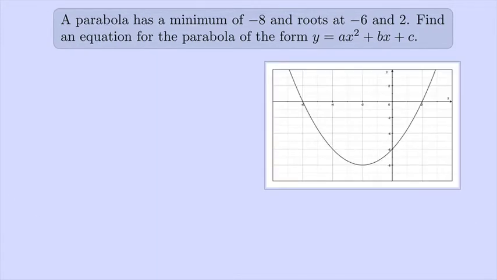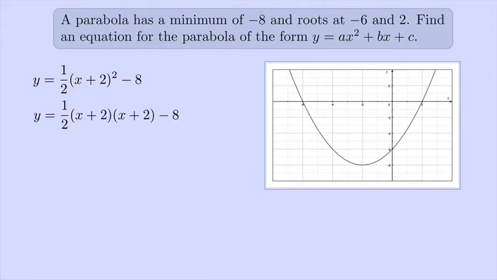Okay, but there's a problem. I want it in the form y equals ax squared plus bx plus c. Okay, that's not a problem. I can just multiply it out. So y equals 1/2 (x plus 2) squared minus 8. Well, that's the same thing as y equals 1/2 (x plus 2)(x plus 2) minus 8. Okay, now I can FOIL this out: first, outer, inner, last.